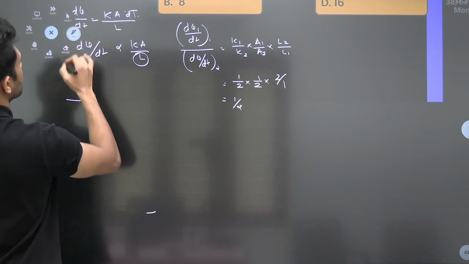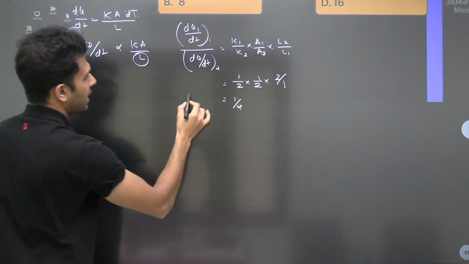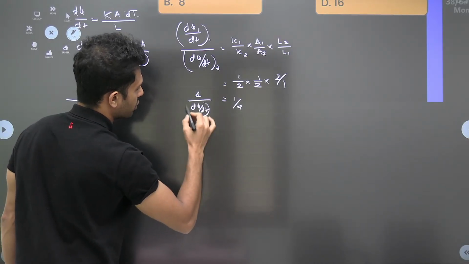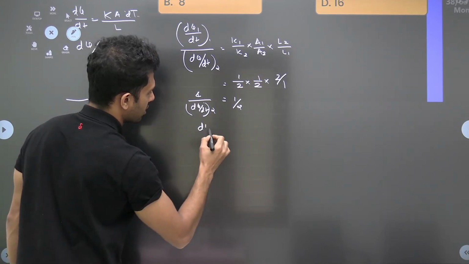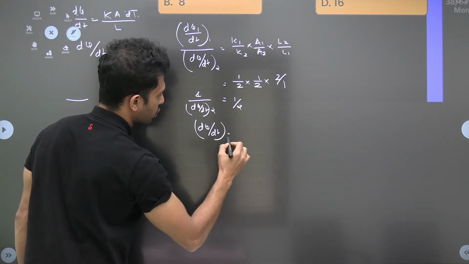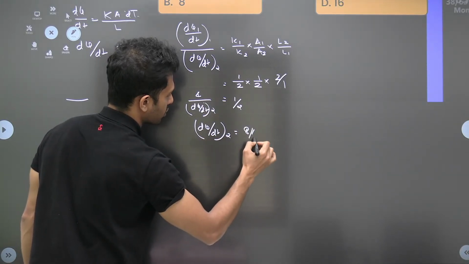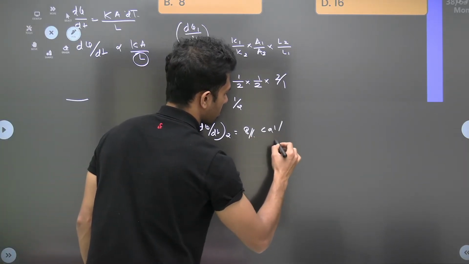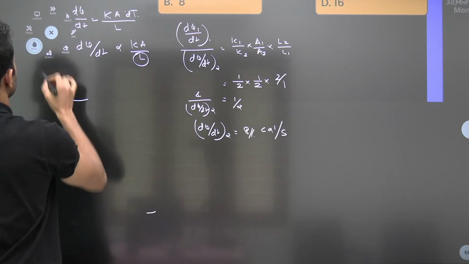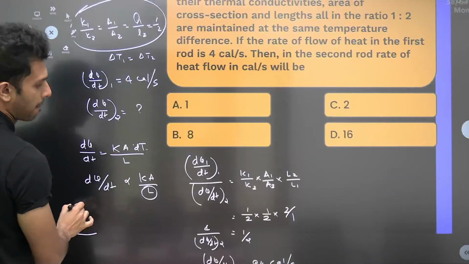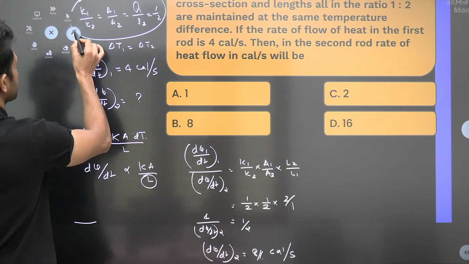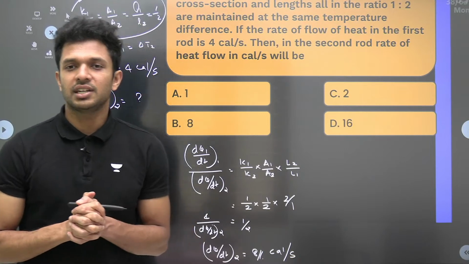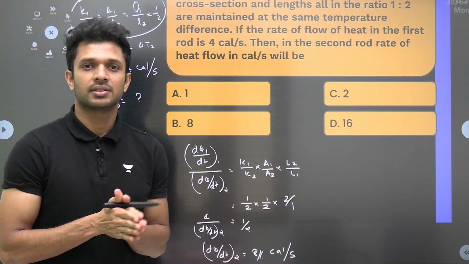Now look, the value of dQ1 by dt is given as 4. dQ by dt of 2 is unknown. So how will you find it? dQ by dt of 2 equals, cross multiply, 4 twos are 8. Done. What is the unit? Calories per second. And that's our answer. Any doubts? No, right? Simple.